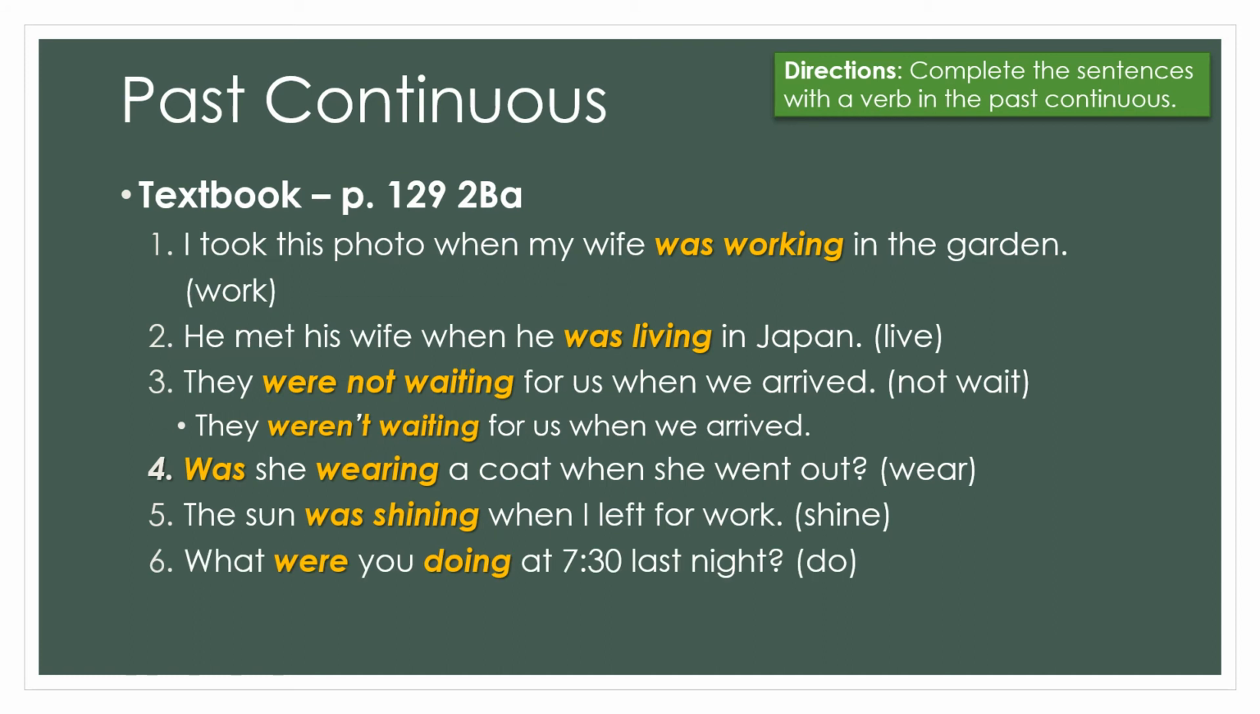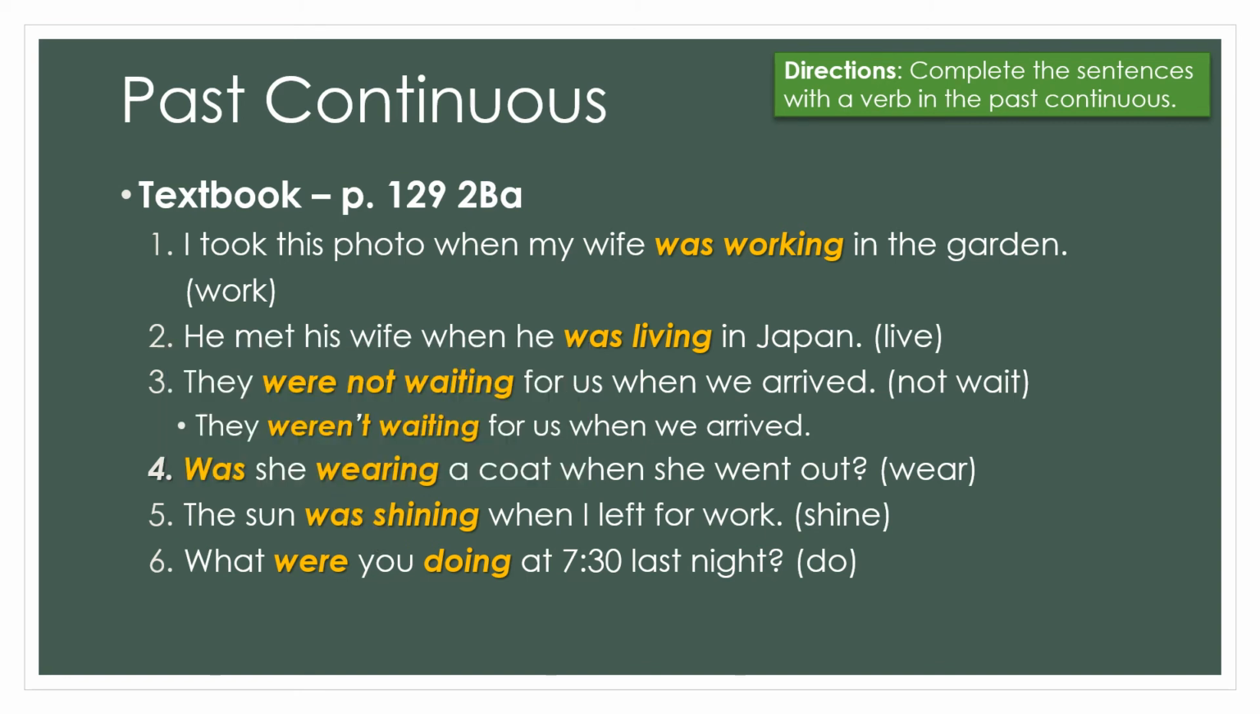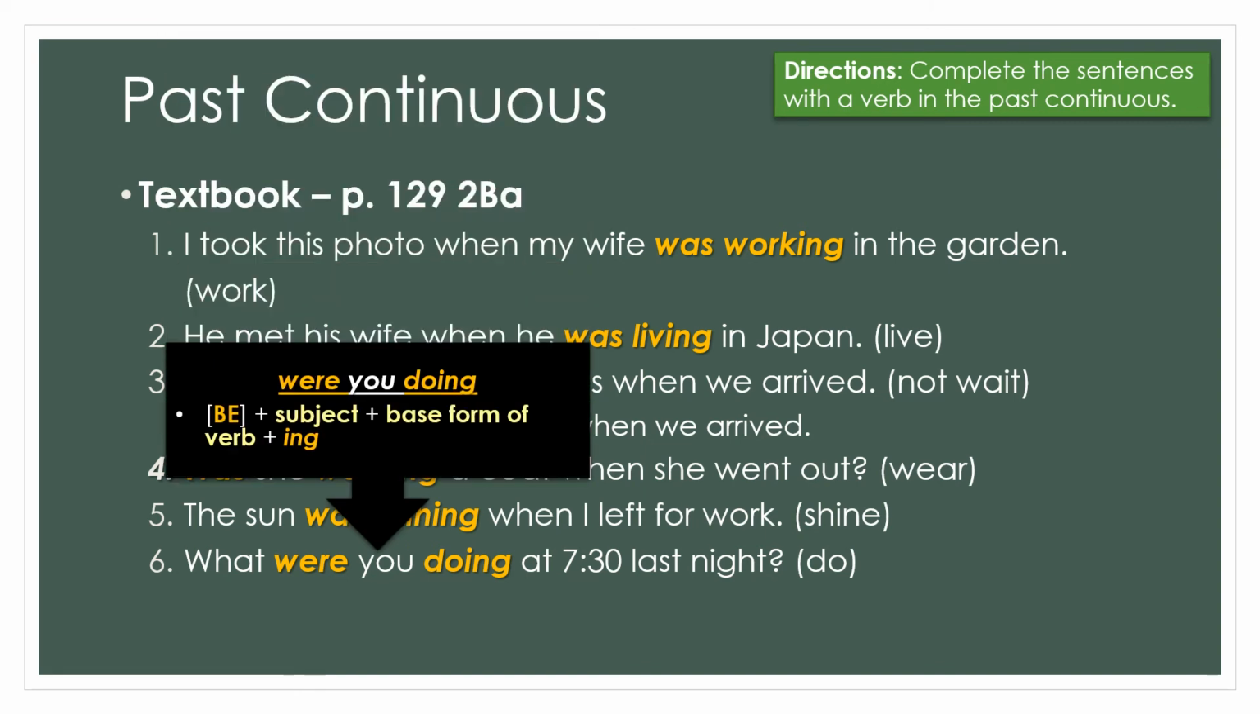Number 6, what were you doing at 7:30 last night? The subject is you, which is second person, so the appropriate form of the verb be would be were, which is second person past tense. Since the sentence is in the form of a question, the verb be comes before the subject. What were you doing?